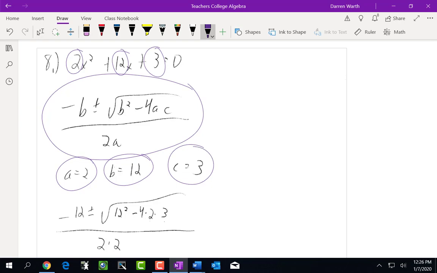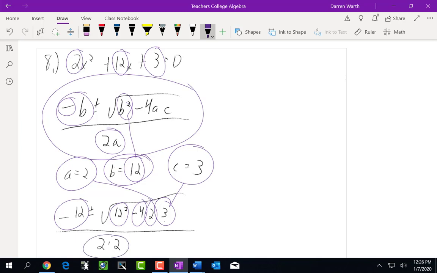Now that I know that, it's just a matter of substituting in those numbers and solving it. So notice, in place of my b, I put my 12, and I still have my negative sign, so that's negative 12 plus or minus. Now putting in this 12 in place of my b squared, I got 12 squared, and minus 4, so I still have my 4 right here. a is equal to 2, so I put my 2 right here, and then c is equal to 3. And in the bottom, I've got 2a, so putting in a for 2, that's 2 times 2.